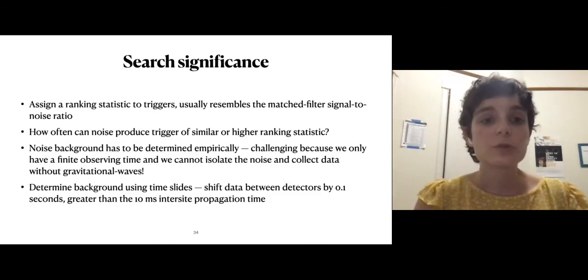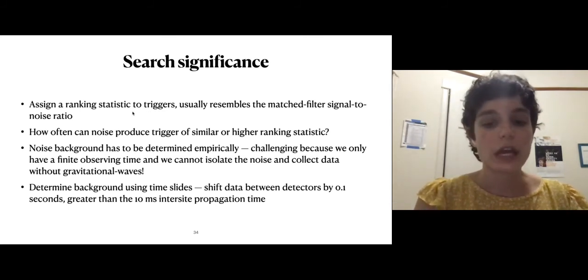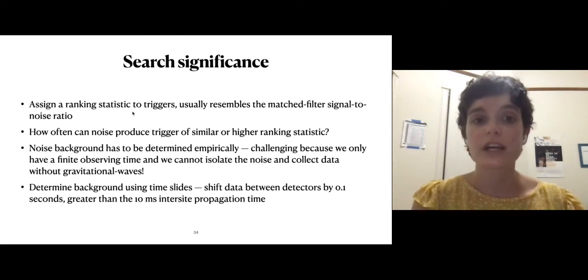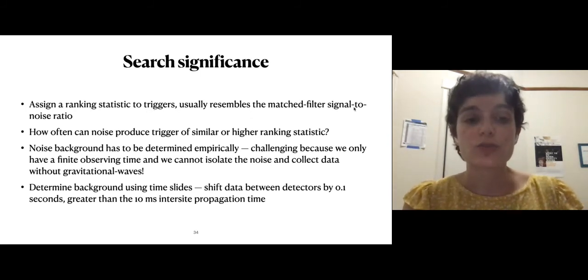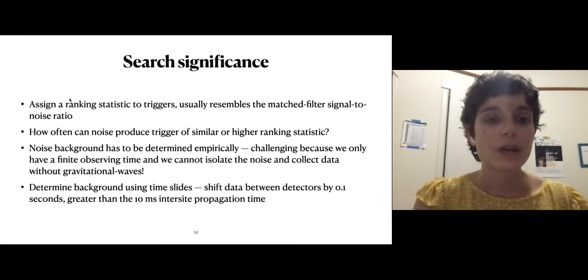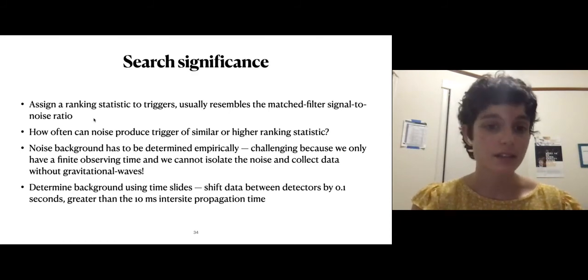So what we do is assign some ranking statistic to these triggers, which is usually something like the matched filter signal to noise ratio itself. So we know that we've picked triggers because they have a high signal to noise ratio. So the higher the signal to noise ratio, usually the more significant the trigger is. So we have this ranking statistic, and the question we want to ask is how often can noise produce a trigger of a similar or higher ranking statistic?